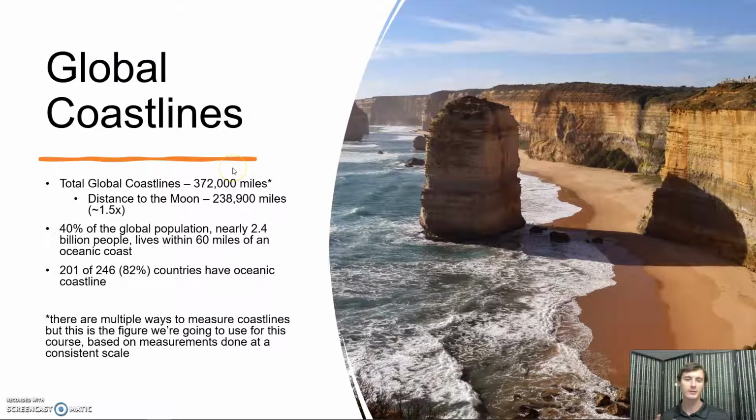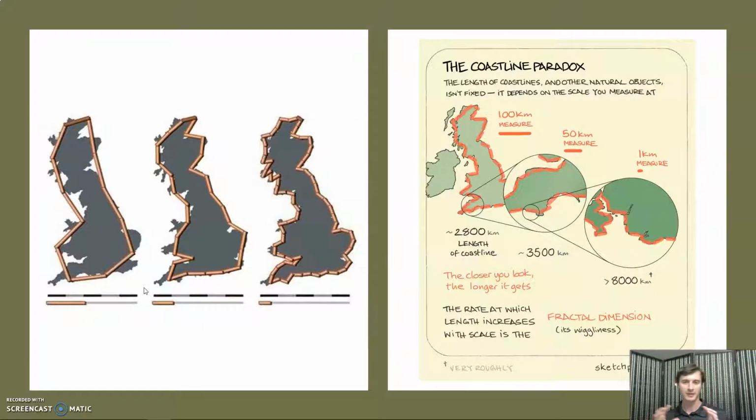Going to be about 372,000 miles worth of coastlines worldwide, about 1.5 times the distance to the moon. And, well, there are a couple different ways to measure this. It's actually an interesting problem, which we'll talk about more in a bit. A good 40% of the global population, billions of people, lives within 60 miles of an oceanic coast. These tend to be densely populated areas. This is significant for reasons that we will get into in a bit. And most countries, about 80%, are going to have some form of oceanic coastline, even if it is just a little bit.